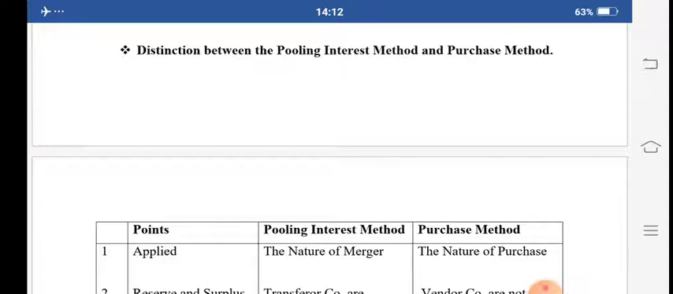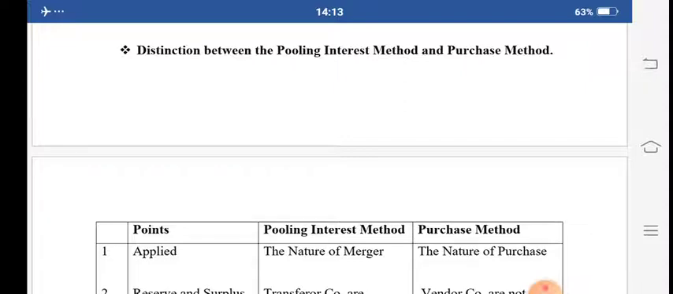In the last class we discussed that there are three steps for preparation of the amalgamation problem. First is to prepare the purchase consideration. Second is the closing entries in the books of the transferor company, and then the opening entries. If the problem is related to the merger, then separate opening entries we have to pass in the transferee company. And if the problem is related to the purchase consideration, different entries we have to pass. So these steps are there.